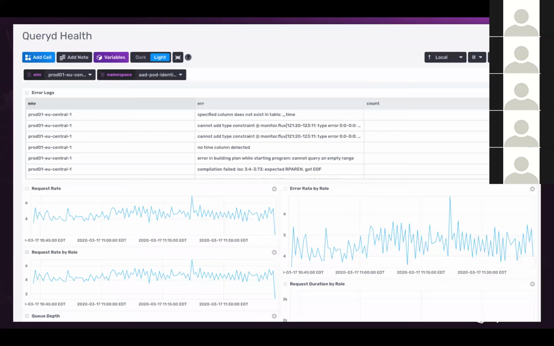This is another way one of the teams uses metrics. It's very specific to them, right? The reason I chose this one is because this is their custom metrics that they make and send over. So this is not going to mean anything to anyone else, but it's just how's QueryD doing right now?